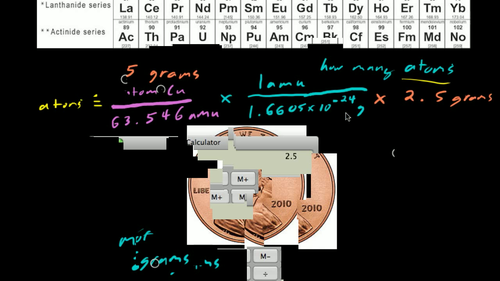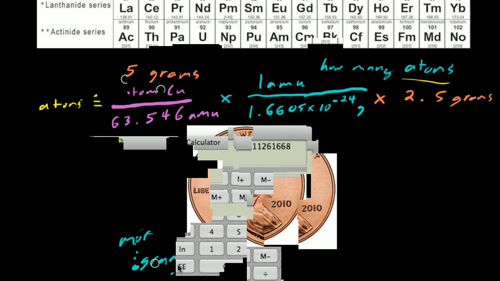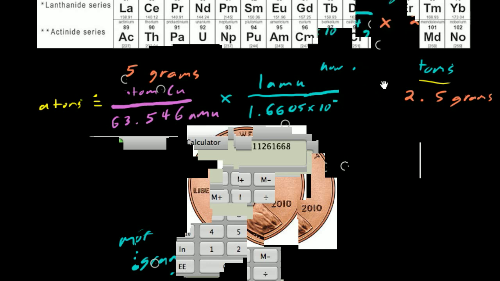So I could even say, and this is actually what I'm going to do, that dividing by 10 to the minus 24th is the same as multiplying by 10 to the positive 24th. Let me explain that real quick, just in case you haven't seen that before.